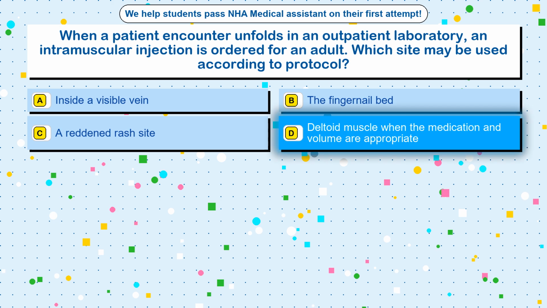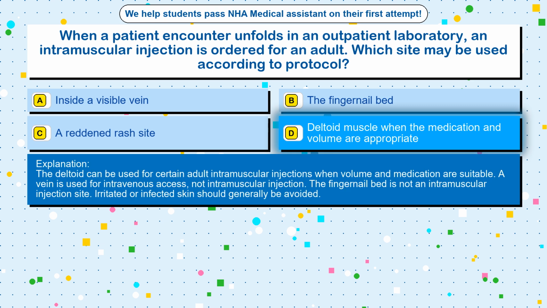The correct answer is option D, deltoid muscle when the medication and volume are appropriate. The deltoid can be used for certain adult intramuscular injections when volume and medication are suitable. A vein is used for intravenous access, not intramuscular injection. The fingernail bed is not an intramuscular injection site. Irritated or infected skin should generally be avoided.